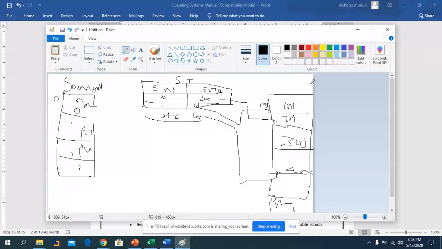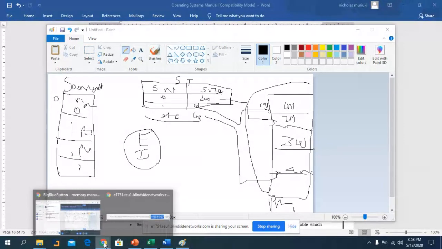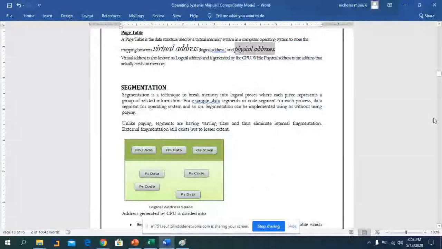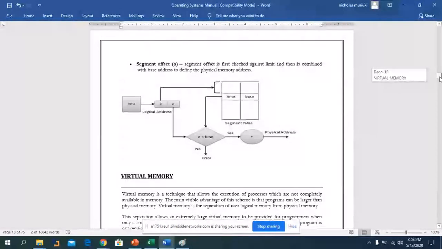Now, if you look at this, automatically we have reduced completely the external, and we have reduced the internal fragmentation. Are we together? Yes. Is there any question up to that point? So that now we can continue, maybe with the presentation. I will still add those notes to your portal.